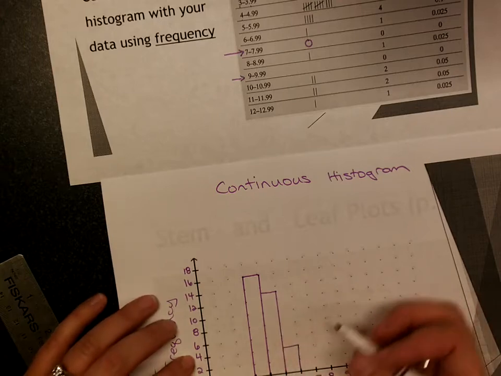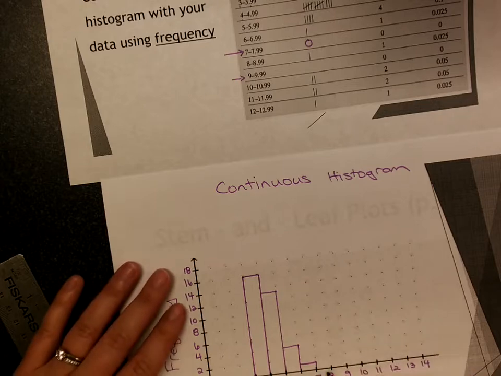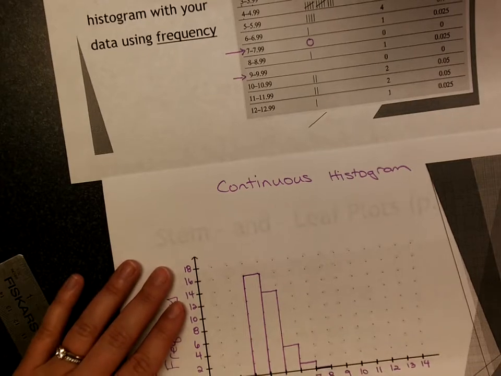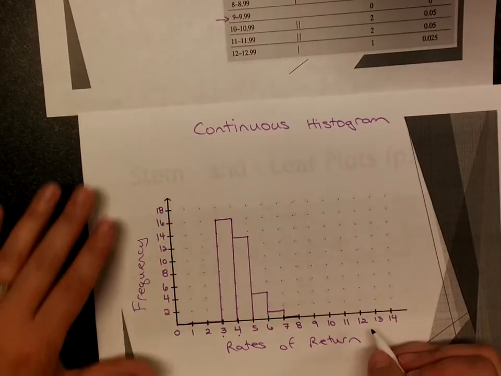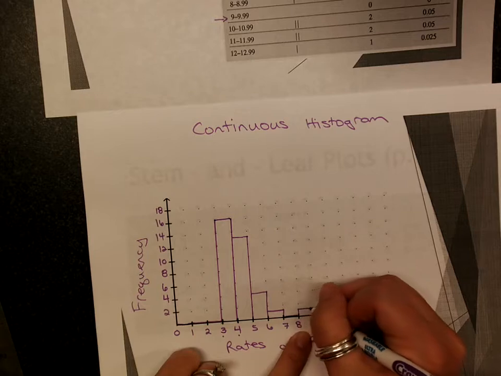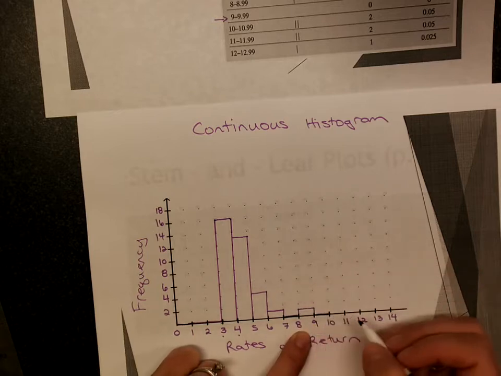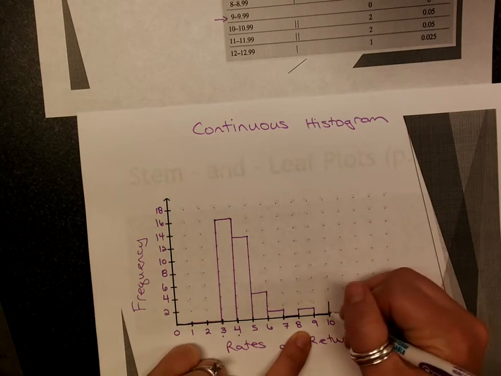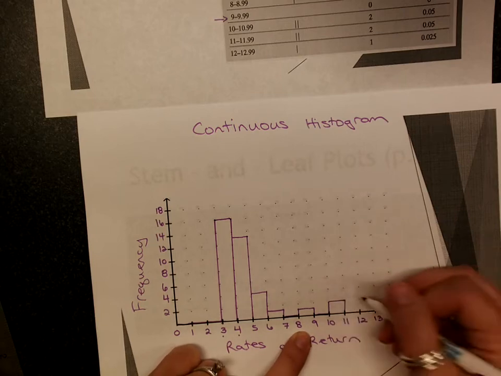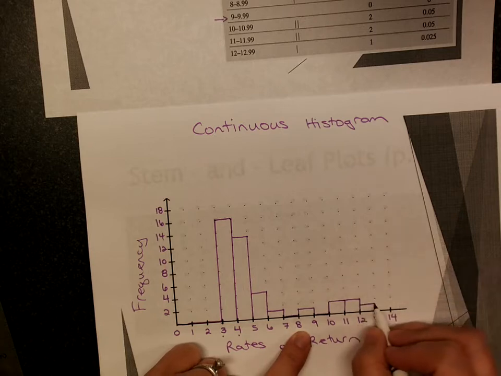Between 6 and 7 we had 1. Between 7 and 8 we had none, so make sure to make that blank spot. Then 8 and 9 we had 1. 9 and 10, none, so blank spot. Between 10 and 11 we had 2. Between 11 and 12 we had 2. And between 12 and 13 we had 1.